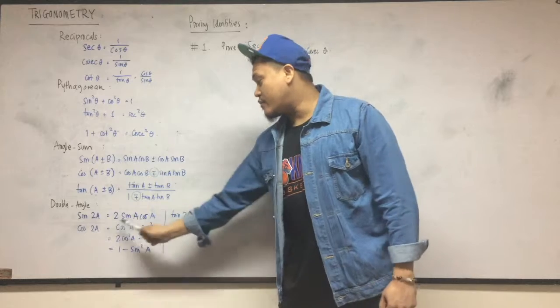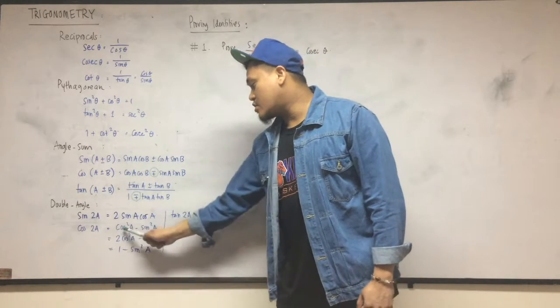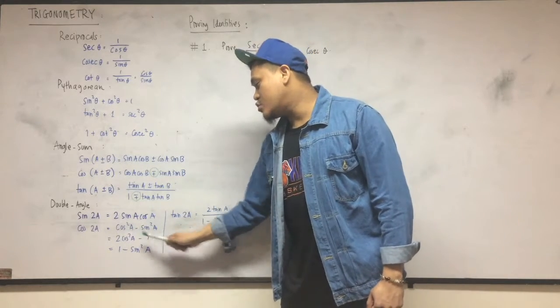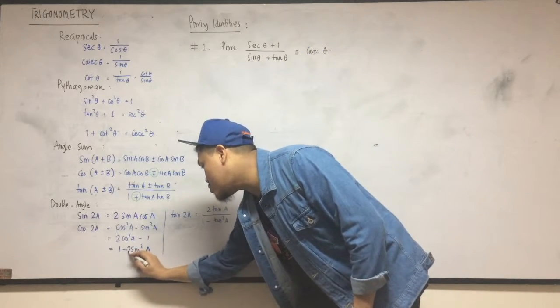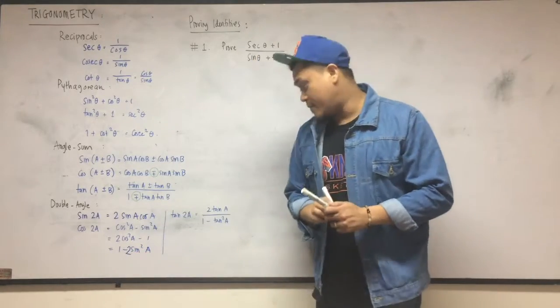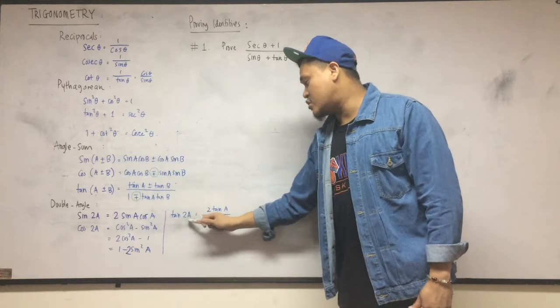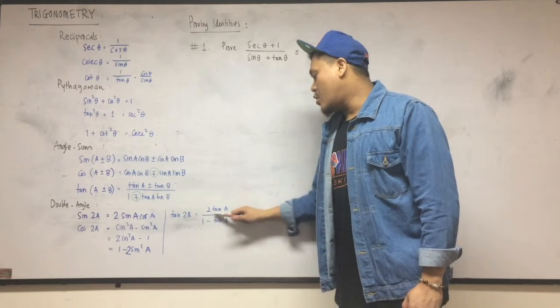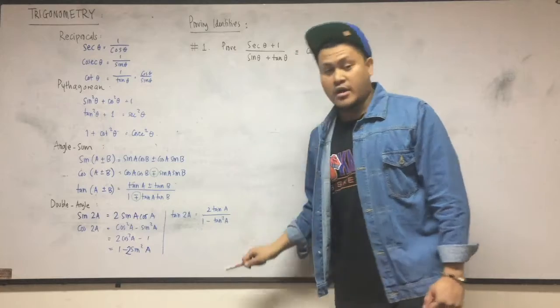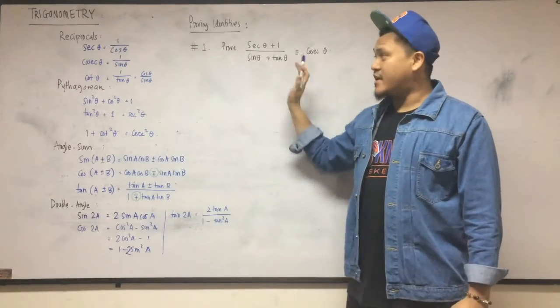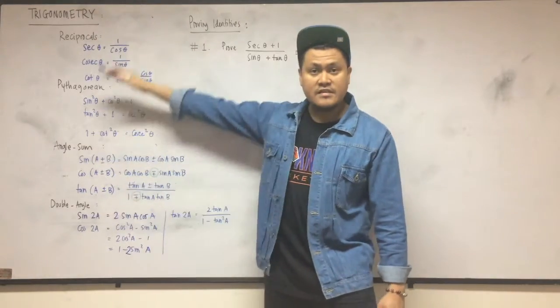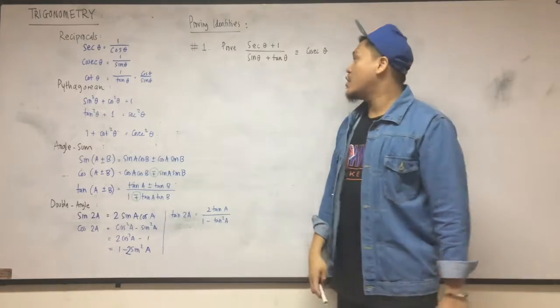Sine 2A equals 2 sine A cos A. Cos 2A, we have three variations here: cos squared A minus sine squared A, 2 cos squared A minus 1, and, I forgot, 1 minus 2 sine squared A. And last but not least, we have tangent 2A equals 2 tan A over 1 minus tan squared A. Right now, what we're going to be doing is to try and prove an identity using some of these identities already given to you.